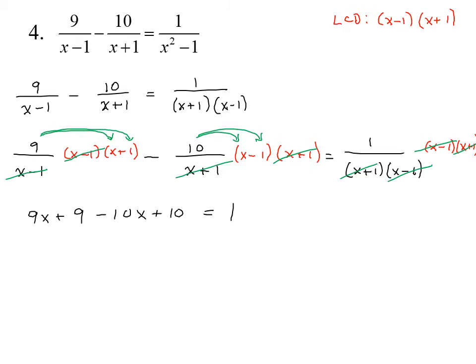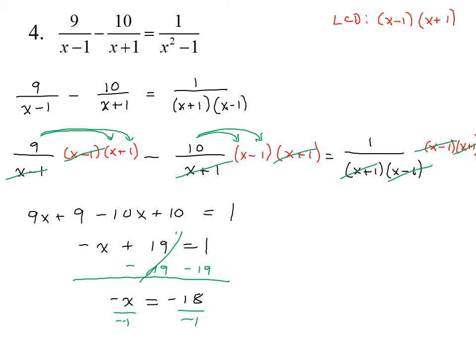So the 9x and the minus 10x give you negative x, negative 1x, and 9 and 10 give you 19. I would subtract the 19 from both sides. That doesn't look very good. Subtract the 19 from both sides. And I'm left with negative x equals negative 18. And then divide by negative 1 on both sides. And so I'll get that x equals 18.